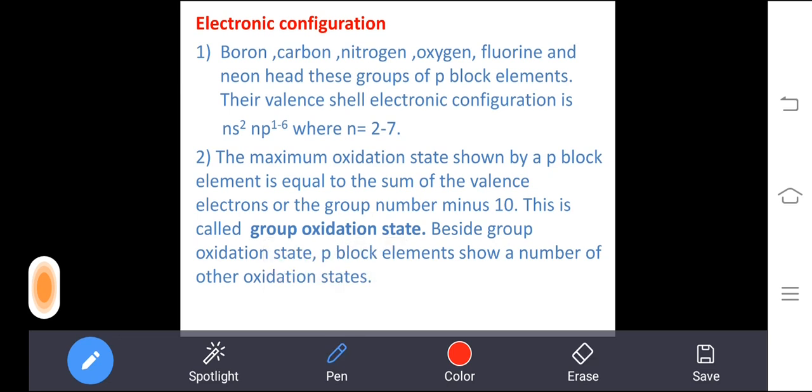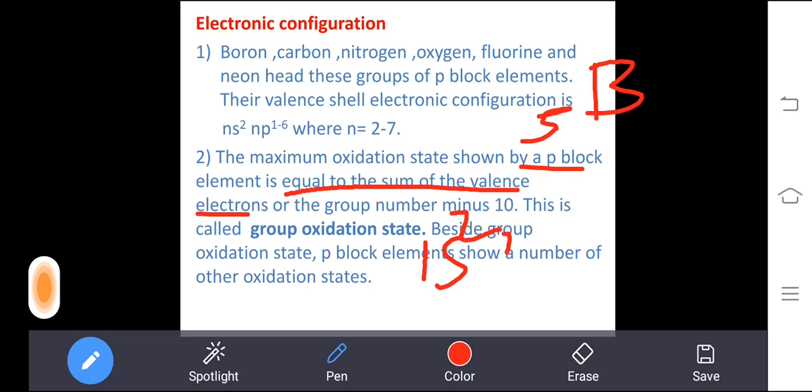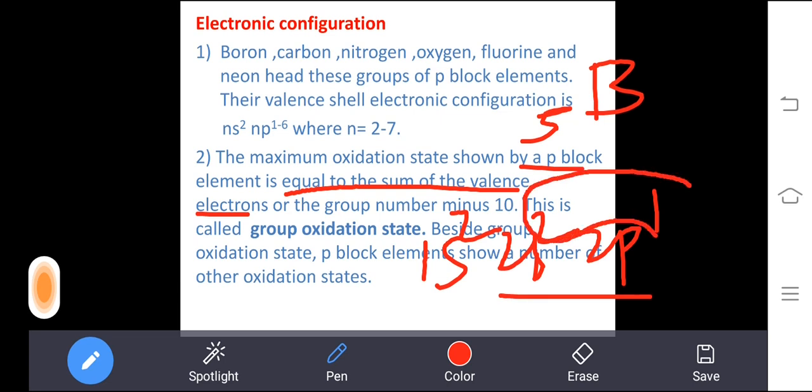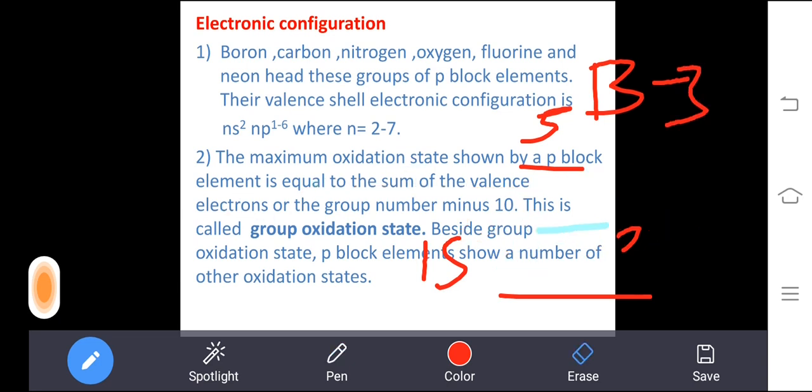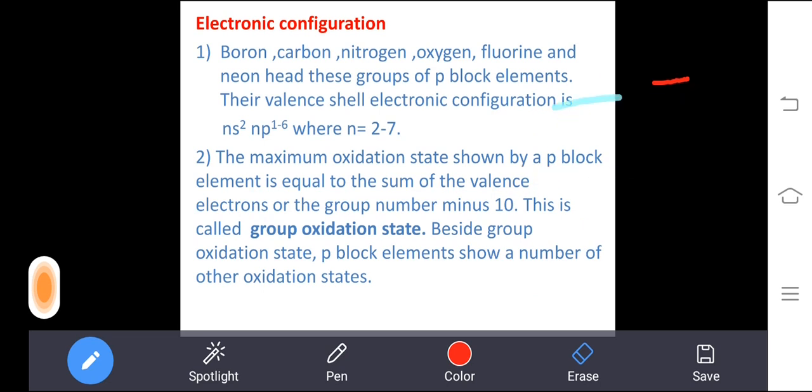The maximum oxidation state of a p block element is equal to the sum of valence electrons. For example, boron, atomic number 5: 1s2, 2s2, 2p1. The sum of valence electrons in the second shell is 3. So the valency for boron is 3. So the maximum oxidation state is the sum of valence electrons.